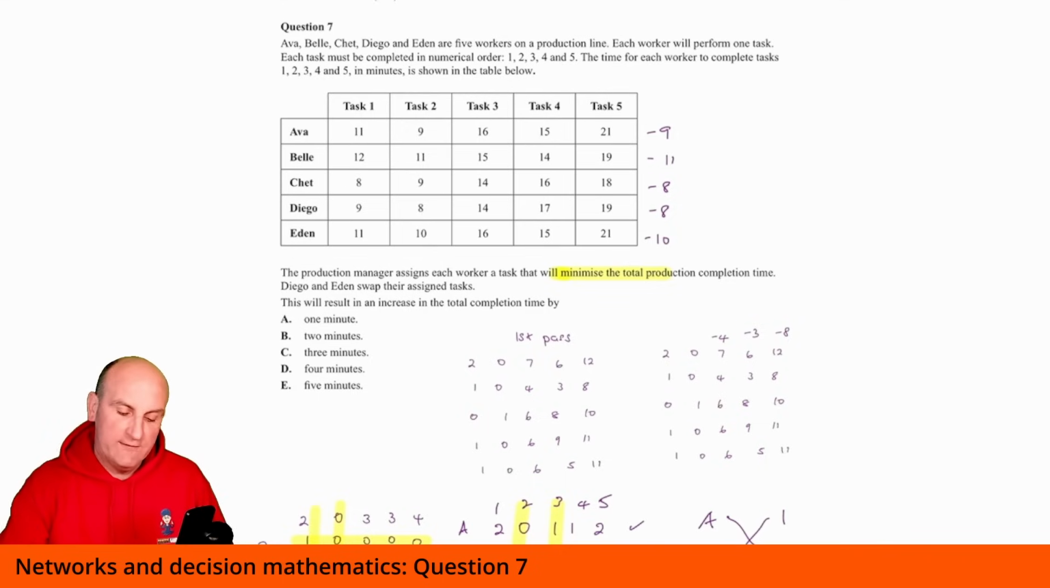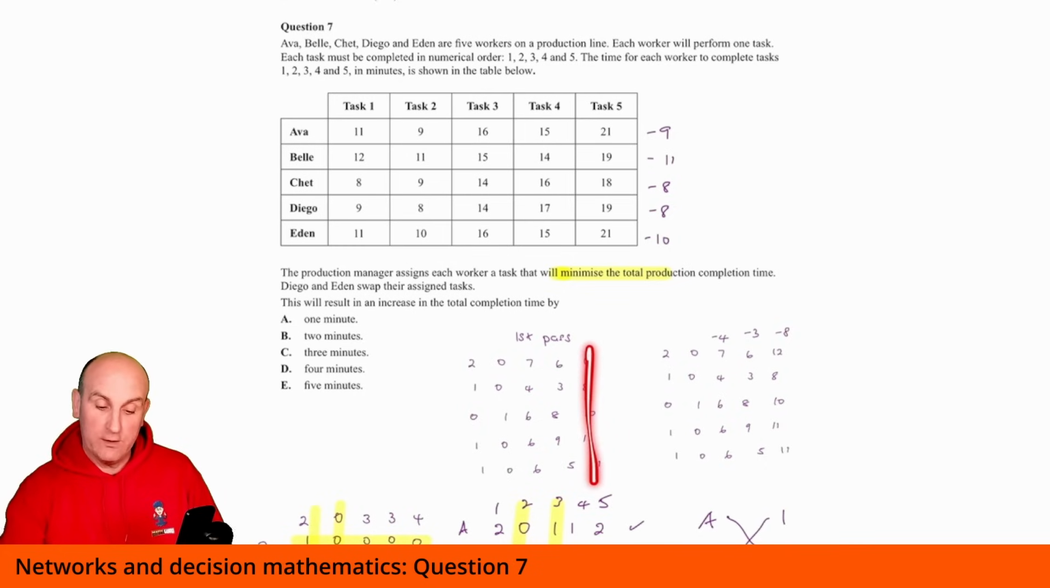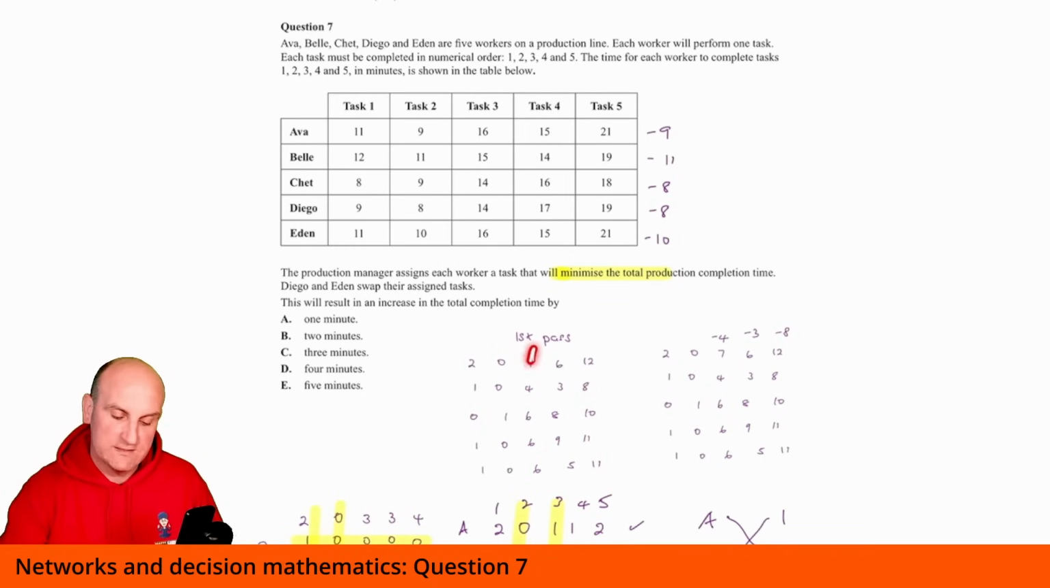So having done that, I then look at my columns and I was like, well, okay, there were 2 columns there with no zeros in it. Or in fact, there were 3 columns with no zeros in it. So you look for the smallest number there, which was 4, smallest number there, which was 3, smallest number there, which was 8, and you do it all again. So these 2 columns here stayed the same. I took 4 off of each of those, 3 off of each of those, 8 off of each of those.